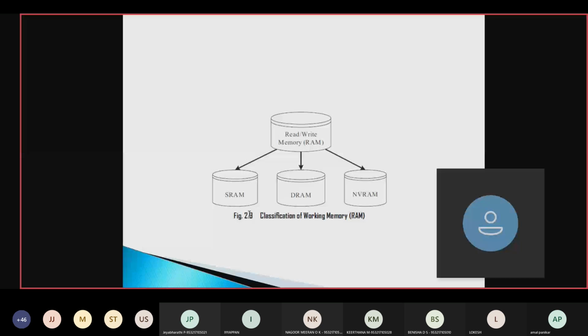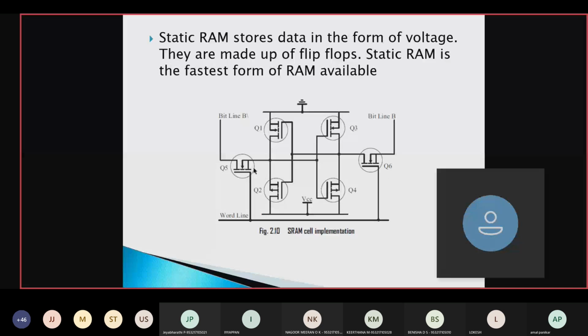If I see the static RAM, we may know this one, it is very simple. Here it's going to be having 6 transistors or 6 MOSFETs, and it can store 1 bit. So by using 6 transistors, we will have static RAM. This is one of the fastest forms of RAM available. You can see this is the construction we are going to be having.